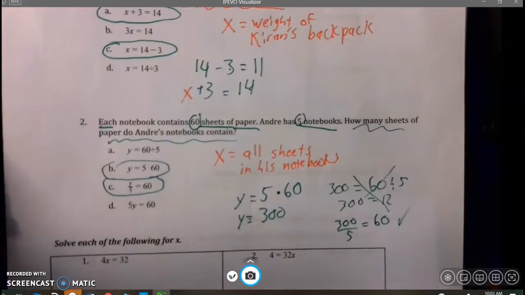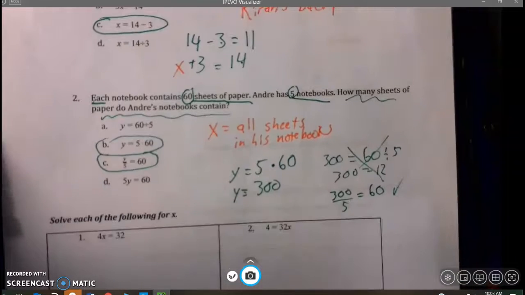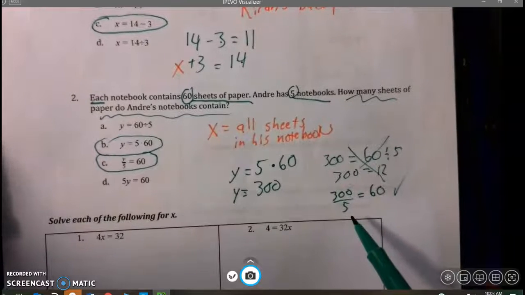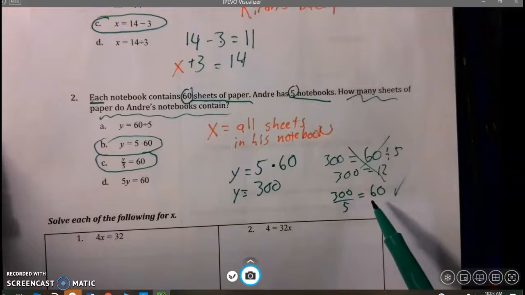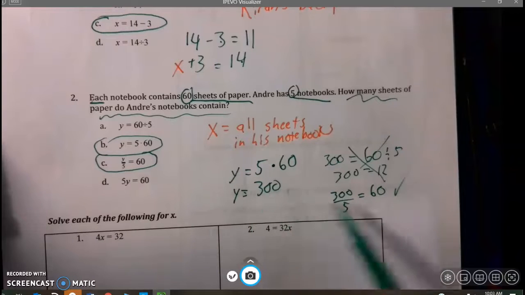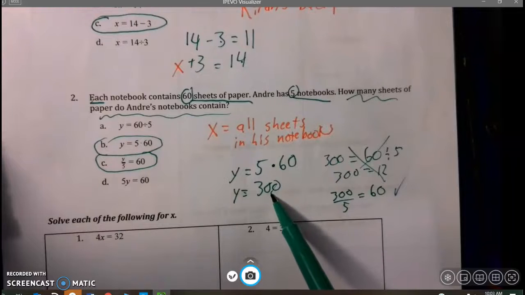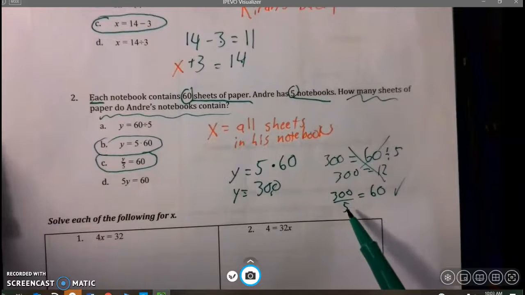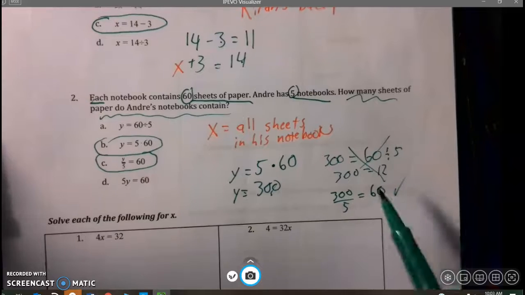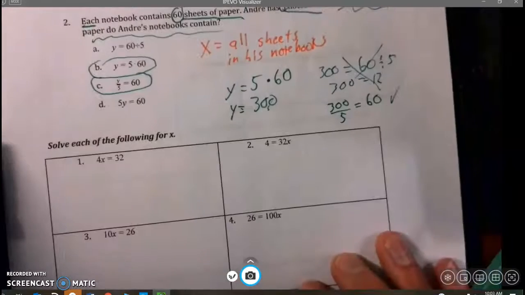Important to note that, so if we think about what this means, this is saying if you took all 300 of the pages that he had and divided it into 5 separate notebooks, each notebook would have 60 pages. So just like opposite ways of viewing it. 5 notebooks with 60 pages each, multiply them together to get 300. Then if you had those 300 pages and divided them into 5 separate notebooks, you would be having 60 pages in each. Okay, so those would be the 2 solutions there.